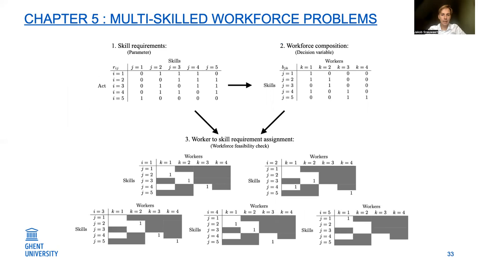This is a small example for a multi-skilled workforce problem in which we try to find a feasible workforce. On the top left, we have the skill requirements, and on the bottom and on the top right, we have a feasible workforce. Now, how can we verify that this is indeed a feasible workforce? We need to do that by checking whether we can find a feasible assignment for each activity in the project, which is done on the bottom here.